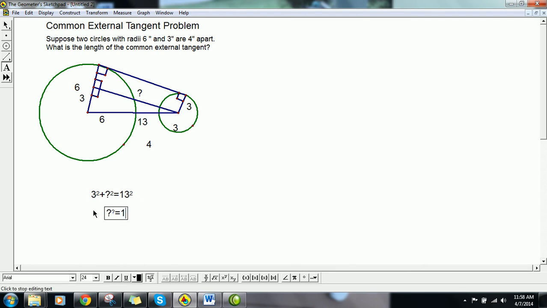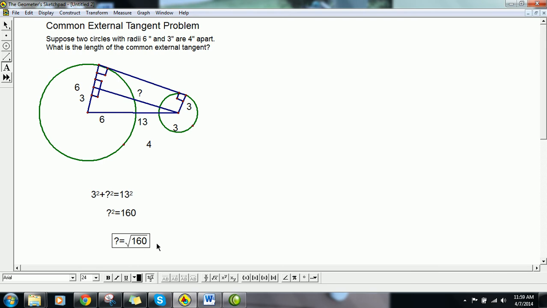So when you subtract, you get 160. Right? And now when I take the square root of both sides, I get the piece I'm looking for is the square root of 160. Really plus or minus, next year in algebra land, but it's a positive length, so it's just going to be positive for us.